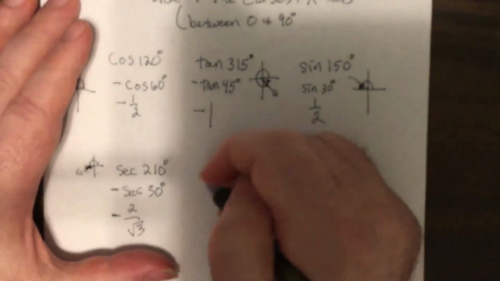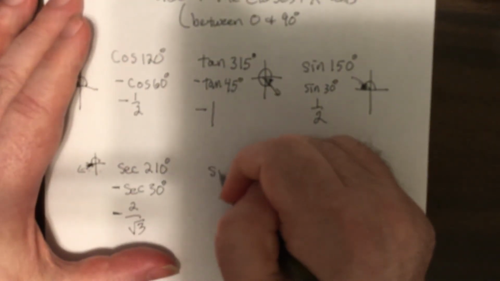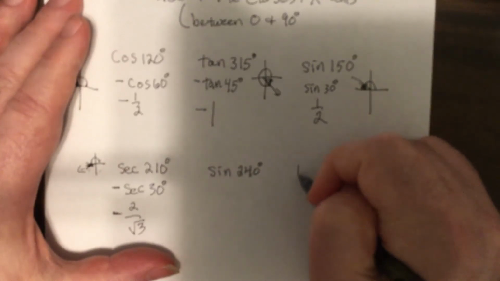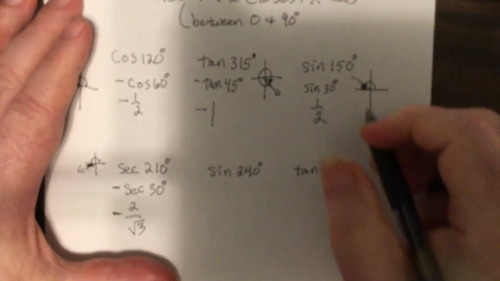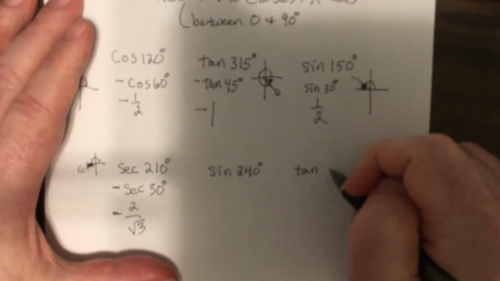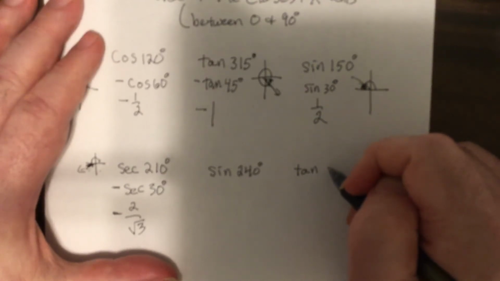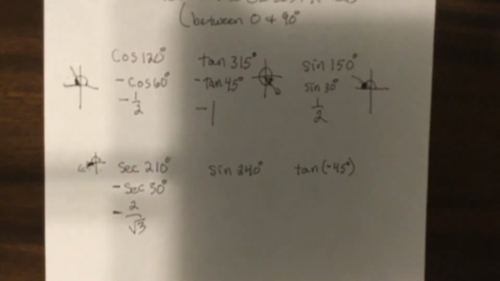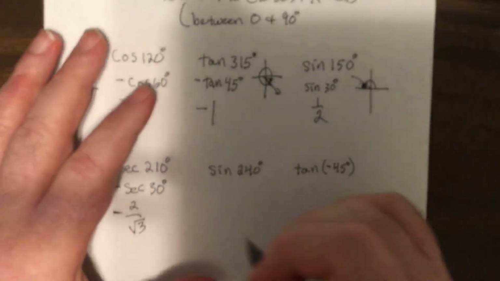So see if you can just do a couple for me. Sine of 240, tangent of negative 45. Try those two for me, please, if you would. Then turn me back on.